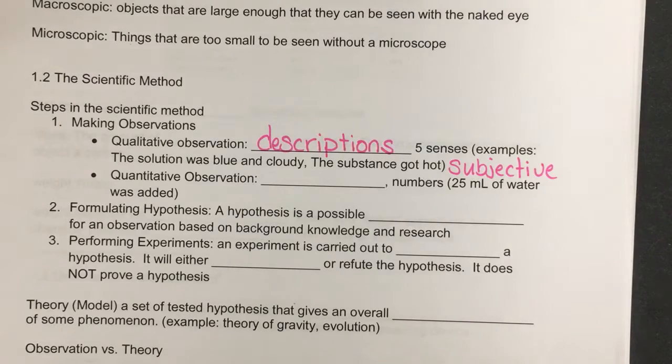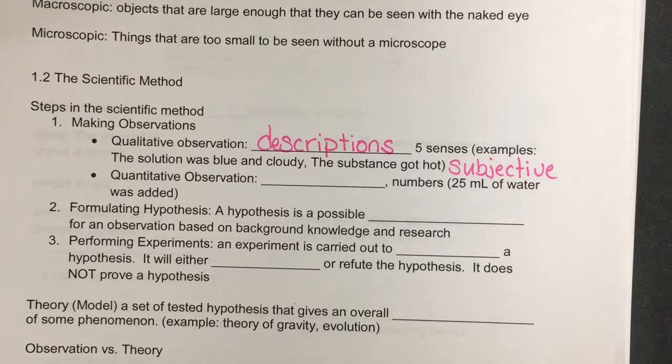So if I'm doing an experiment with a group of people, I might say something turned blue. Somebody else might say it was turquoise. Somebody else might say it was baby blue. So we can disagree on a qualitative observation.